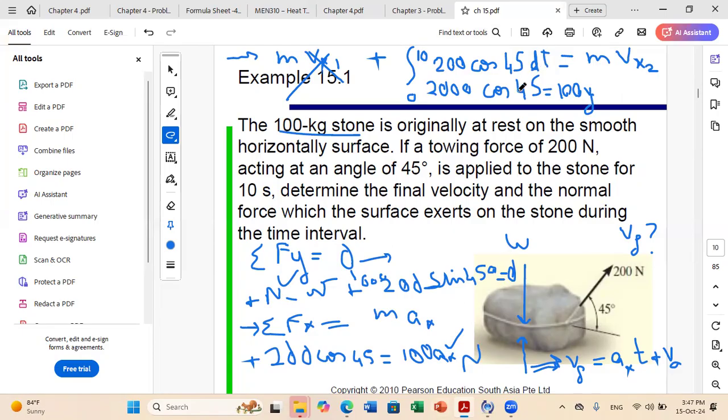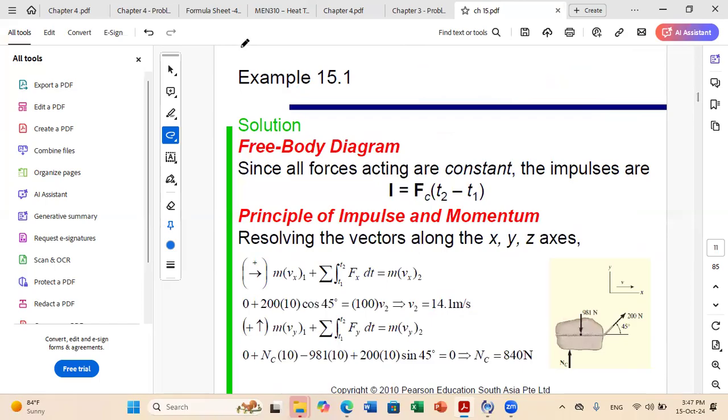Now, concerning n, you can solve it from sum of y equals 0. But you can also solve it from impulse and momentum. How to do this? If you want to use the linear impulse and momentum in y, what do you have in y? In y, no motion. So if you apply the impulse and momentum principle, you get the following. You get mvy at state 1, which is 0. You cancel it out, 0. Plus integral from 0 to 10 of sum of Fy dt.